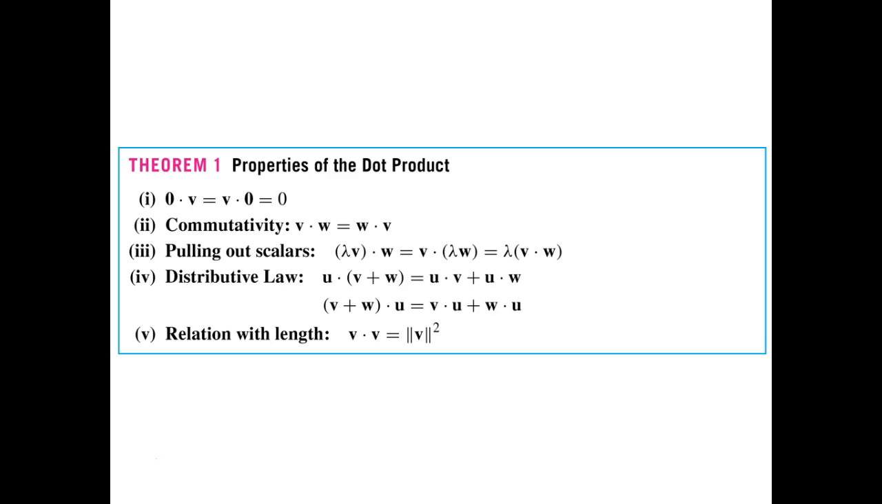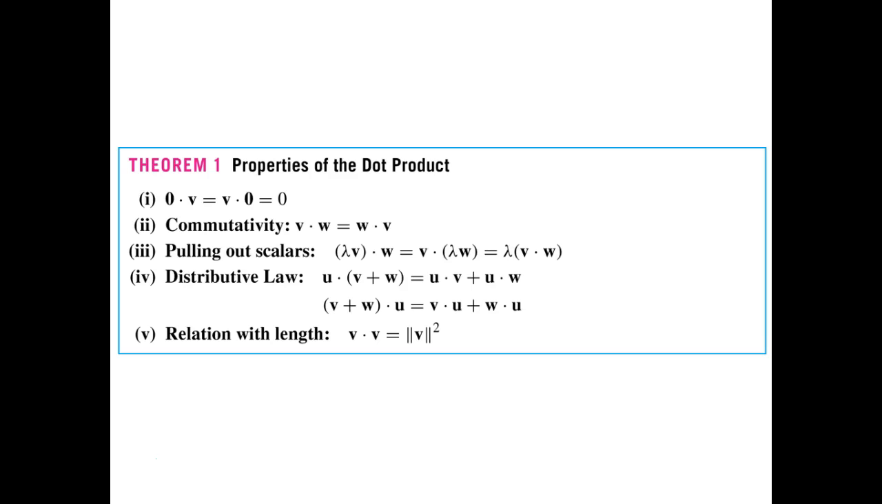The distributive law. Now here you have to be just a little careful, but not too bad. U dotted with the sum of two vectors, v plus w, would be the same as u dot v plus u dot w. Okay? Nothing real special there. And you can dot it on the other side, v plus w dotted with u.